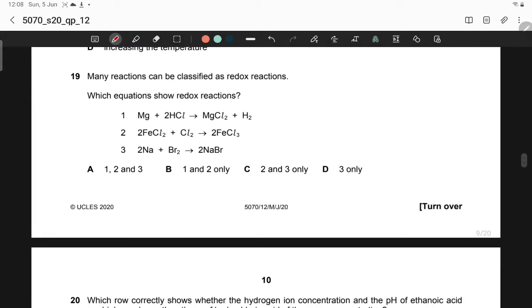Question number 19. Many reactions can be classified as redox reactions. Which equations show redox reactions? This must be redox: 0 to plus 2, the oxidation state is increased and magnesium is oxidized. This is also a redox reaction: iron 0, over here 2 plus, over here 3 plus. So this must be redox. Sodium 0 to plus, 0 to minus. So this must be redox. Option A is the correct option.